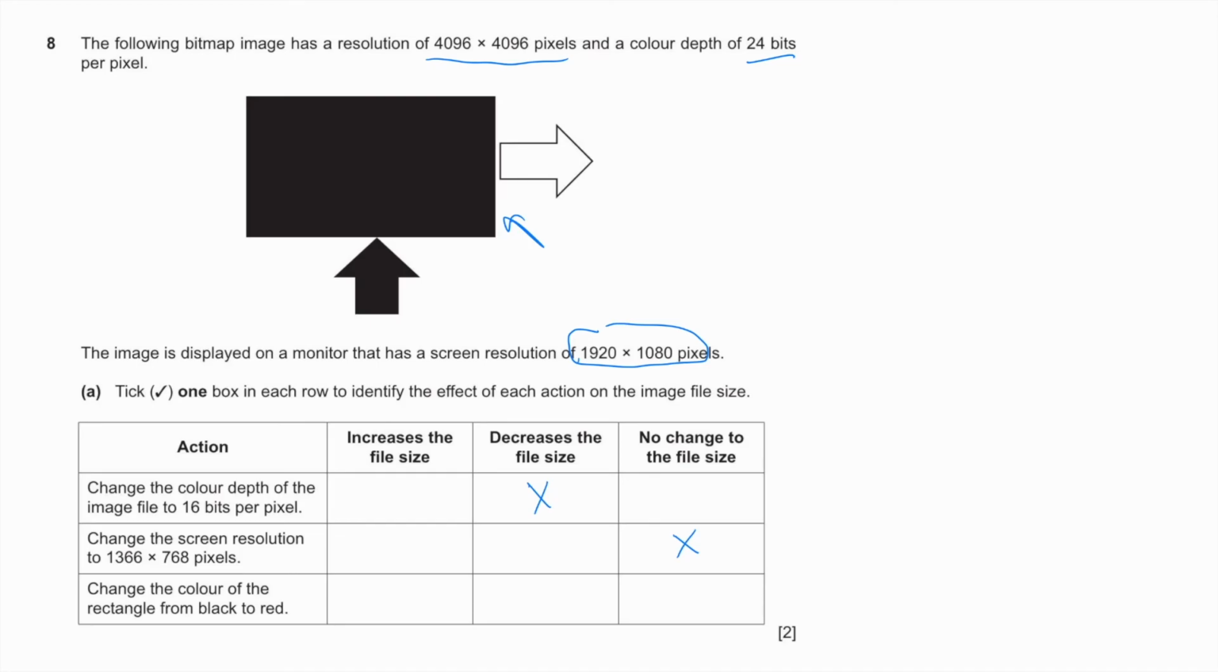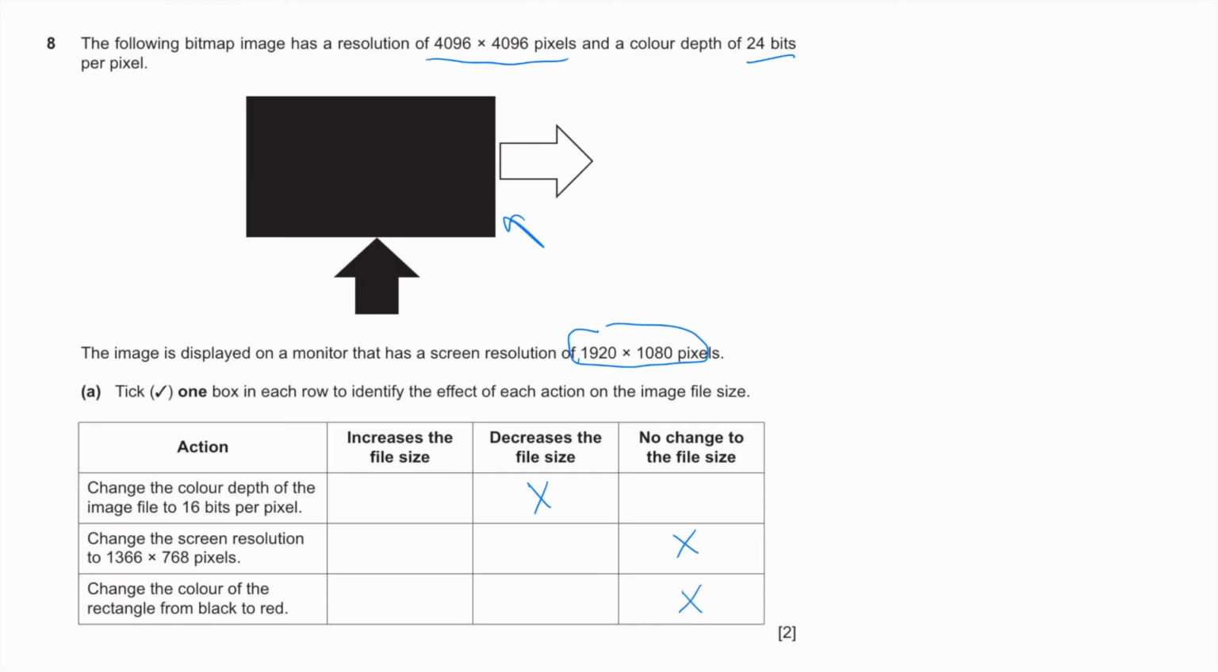Next, change the color of the rectangle from black to red. Simply changing the color is not going to make a change to the file size. I think the rectangle is a rectangle in the image, but we're still going to be using the same number of bits to represent each pixel, regardless of what the color is. So there's going to be no change to file size as well.